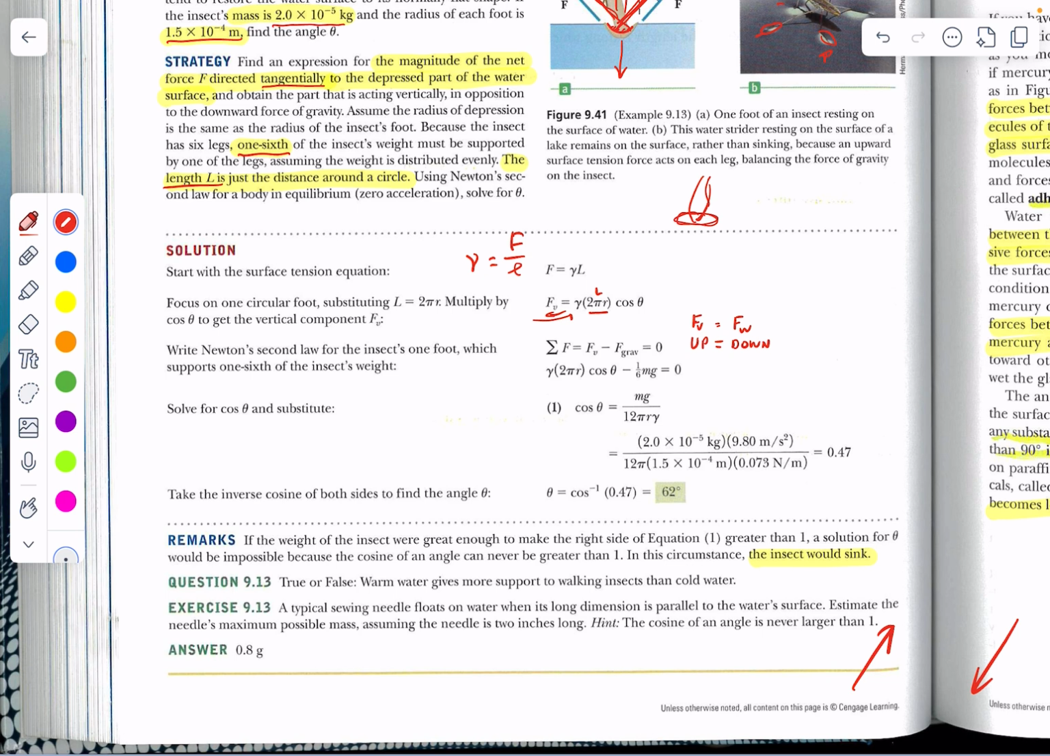If you were given this on a test, I bet you the mass of the insect would be in grams, not kilograms, and you'd be expected to be able to convert it. I would not be surprised if the circle was given to you in millimeters, and you'd be expected to put it into meters in order to be consistent with the MKS system, which is essential if you want your energy to be in joules or your force to be in newtons. You have to have your mass in kilograms, and you have to have your length in meters.